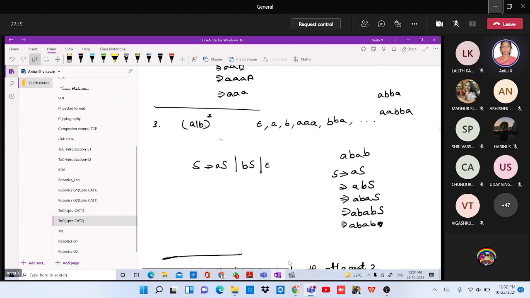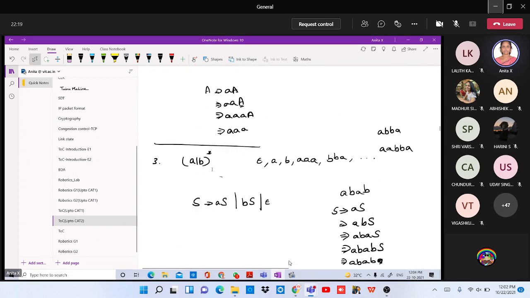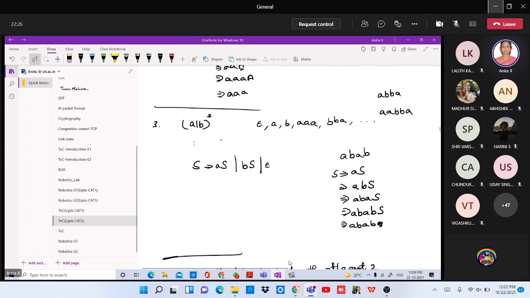Yes, this comes A or B. So these are the simplest things using which we have already discussed the grammar. These are the basic things which we should be familiar with.